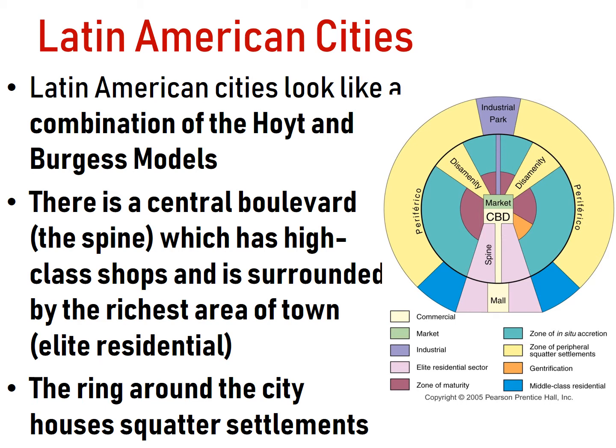Maybe they can find jobs working in hotels with ecotourism, maintenance, cleaning, serving food, whatever it may be. There's job opportunities here, but when they're moving to this big city, they can't afford to find a place to live within the city. So they basically just take over some land that the government doesn't want. They use materials, whatever they can find, and they build housing along that edge. So know the spine, the elite residential sector, and the squatter settlements, and how we get squatter settlements.